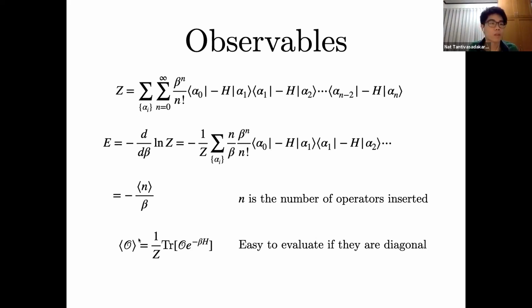Moreover, for other expectation values, if they're diagonal, then they are also easy to evaluate. If they're diagonal in this basis, then when you insert this O into the Hamiltonian sum and then take the trace, this is just a number. So this is easy to evaluate when you're sampling this partition function.